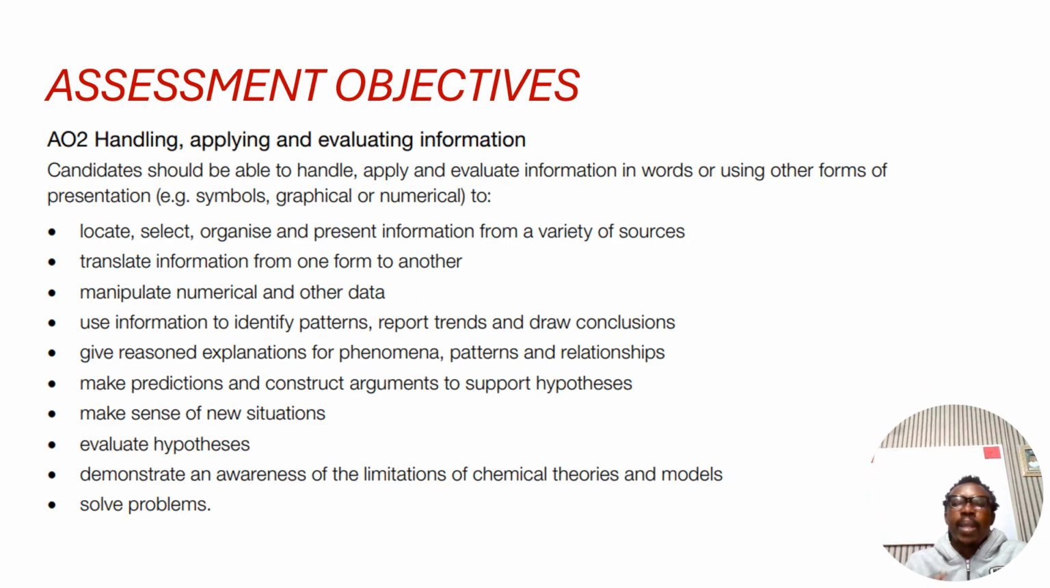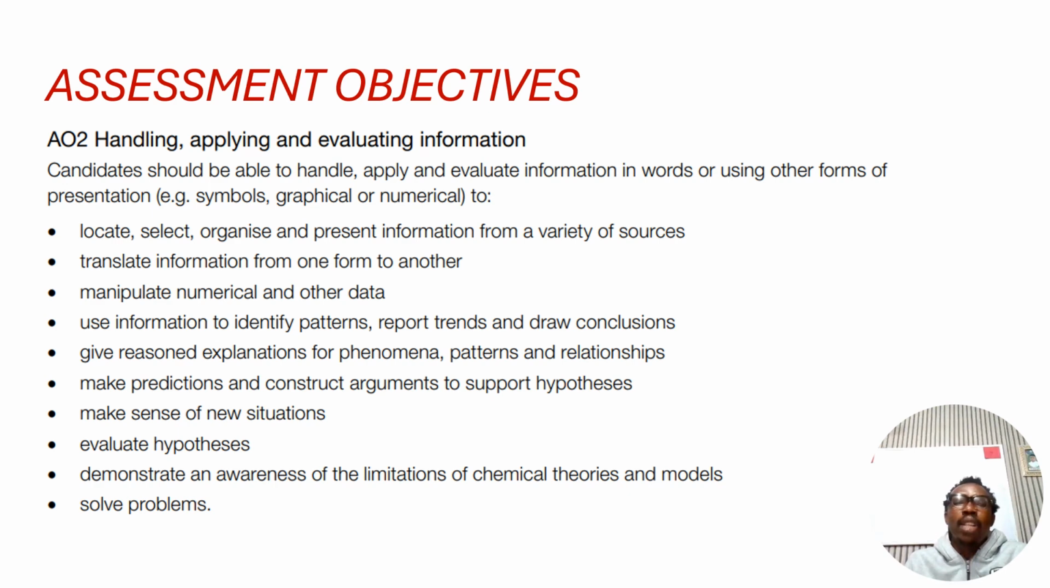So, still on assessment objectives. Assessment objective 2, which has to do with handling, applying, and evaluating information, will be assessed in paper 4 for A2 students, and it will not be assessed in paper 5. While for AS, it will be assessed in paper 1 and paper 2, and not in paper 3.